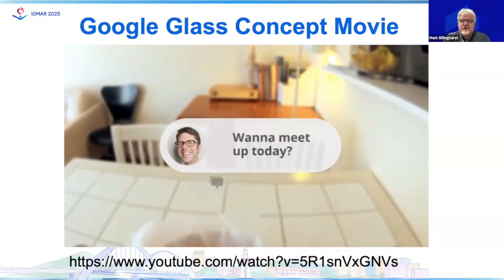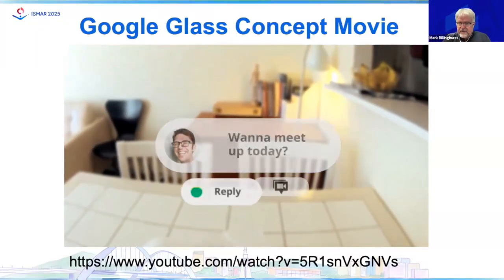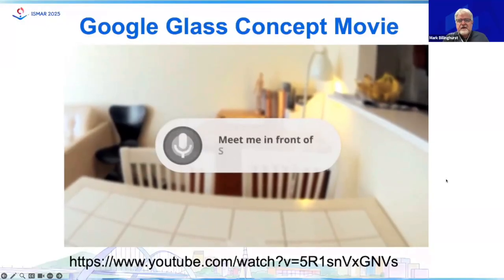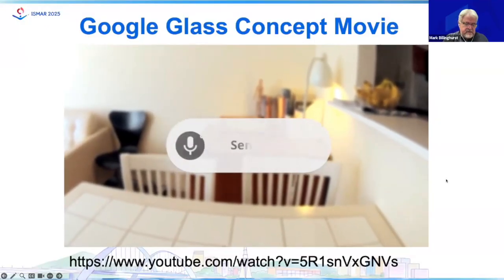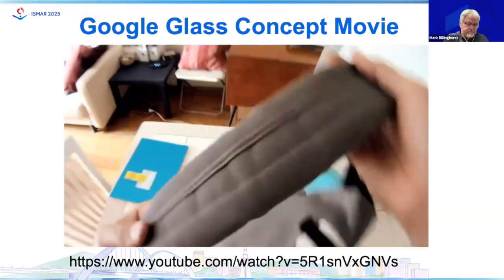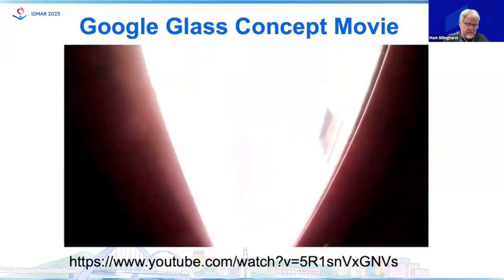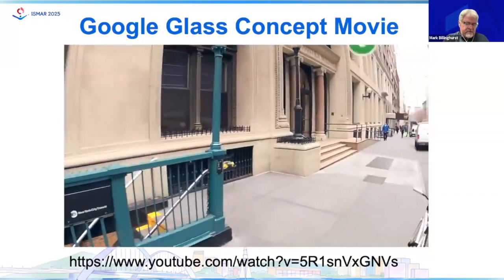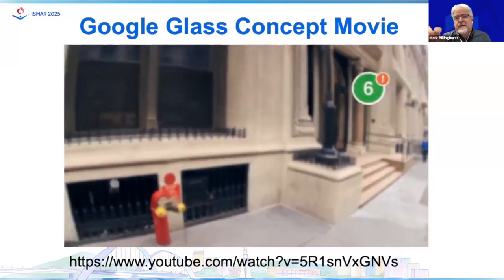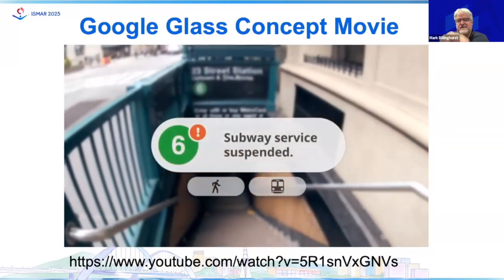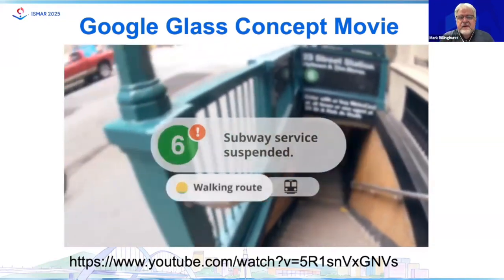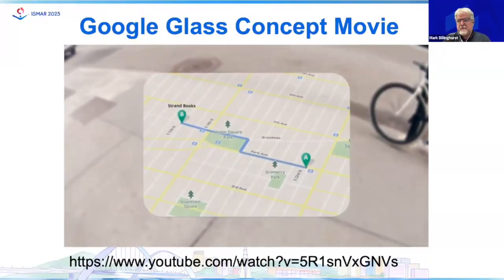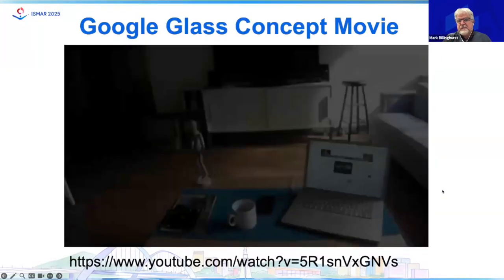He gets a message from his friend, and he is able to talk to him, send the message back, and then he's using Glass to support the navigation. And now he's navigating around and sees that the subway's suspended, and now he turns on the map and goes from there. So I'll stop that, but that gives you an idea.